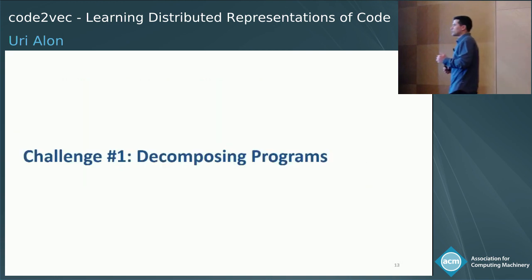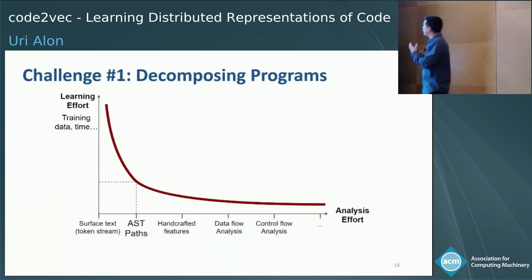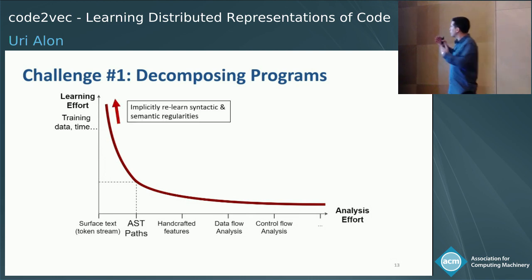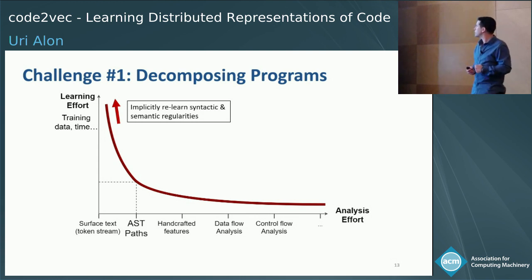So for the first challenge of decomposing programs, there is a trade-off between the learning effort that is put on the learning model and the analysis effort. On the one hand, if we learn from the surface text, from the token stream of the program, we put a lot of effort on the learning model because it needs to waste capacity by implicitly relearning from scratch syntactic and semantic regularities.